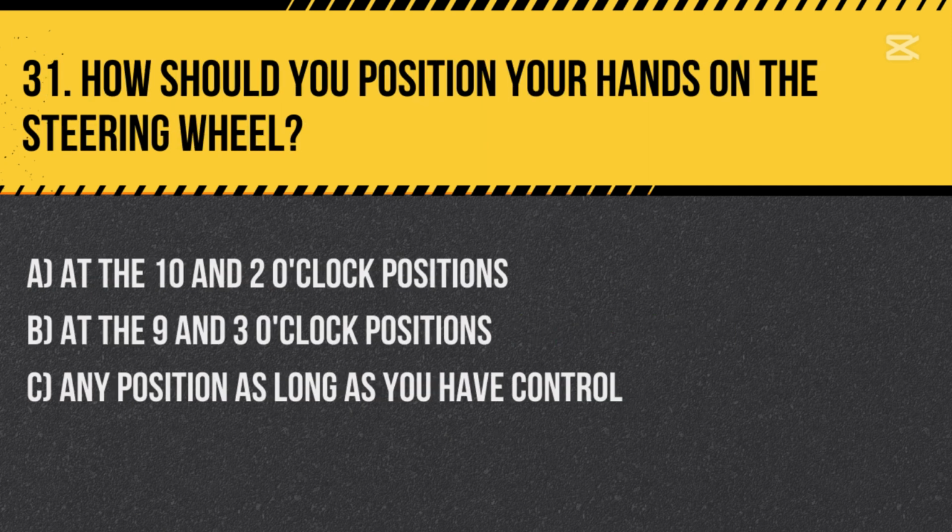Question 31. How should you position your hands on the steering wheel? A. At the 10 and 2 o'clock positions. B. At the 9 and 3 o'clock positions. C. Any position as long as you have control.